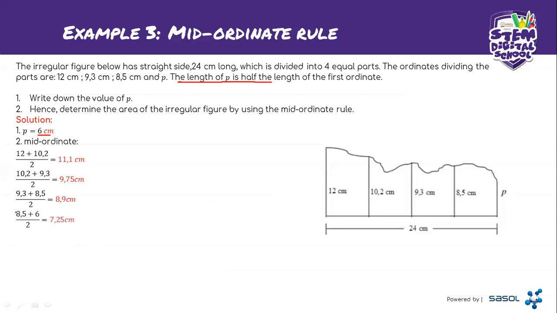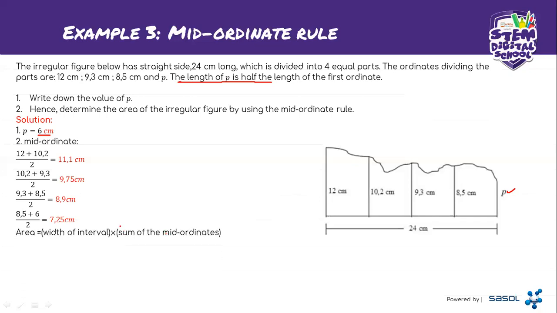And the last part is 8,5 plus 6 divided by 2, it gives us 7,25, because we have determined that value of P. And then we agreed that that value of P is 6. Okay, then you write the formula there.